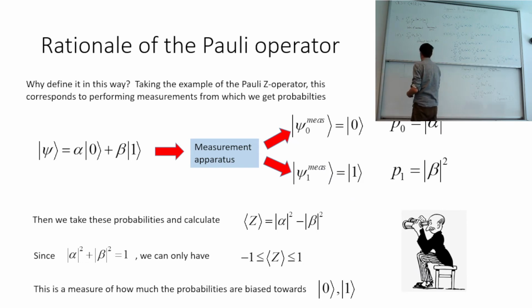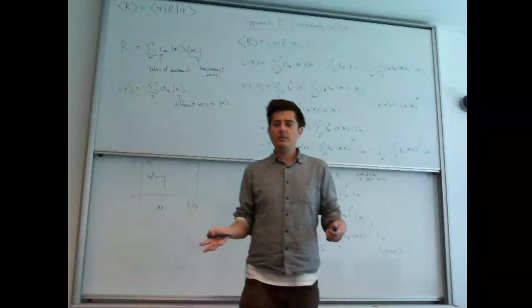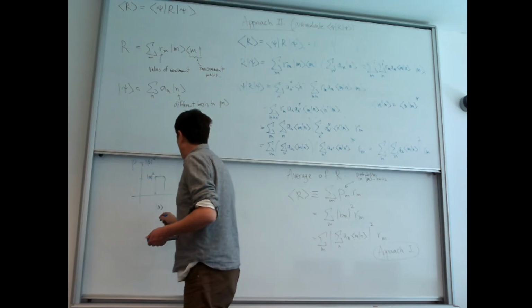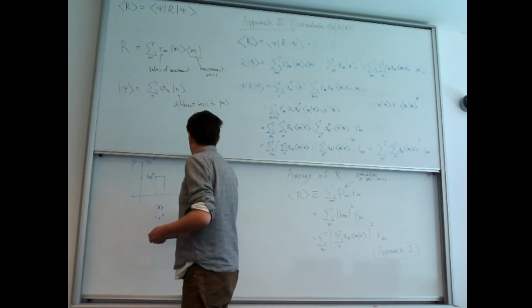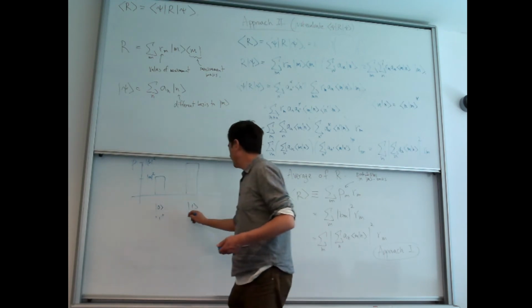Basically, what's happening is that here's our state 0, here's our state 1, here's our probabilities. This one is like alpha squared, this one is beta squared. And then the value that we assign is sort of arbitrary, but let's assign the value 1 to this one and the value minus 1 to this one.